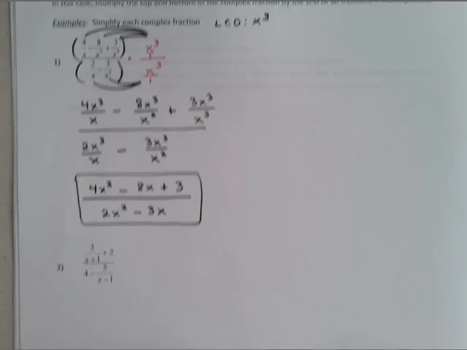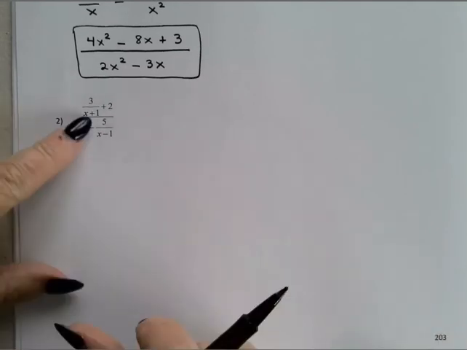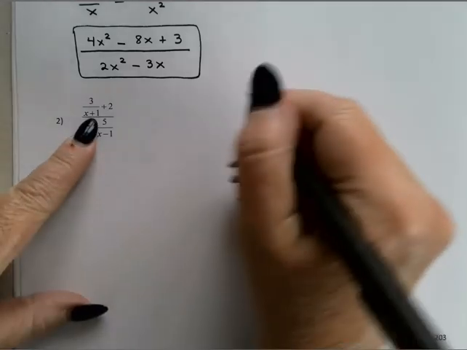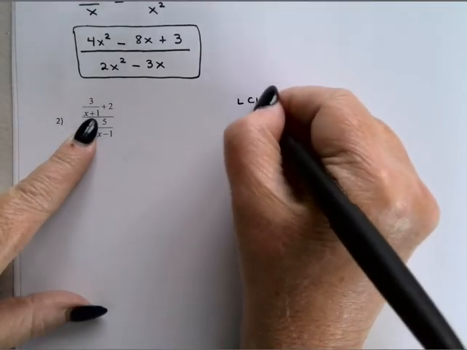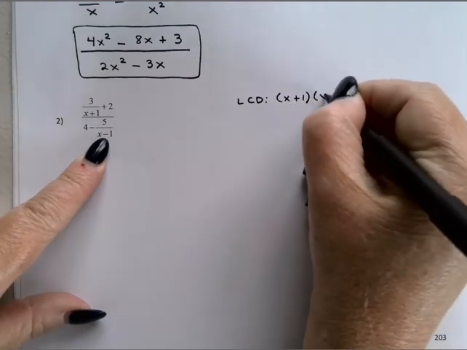All right, let's try that same idea on number 2. I see two small fractions within the larger fraction. So the LCD here would be x plus 1 times x minus 1.